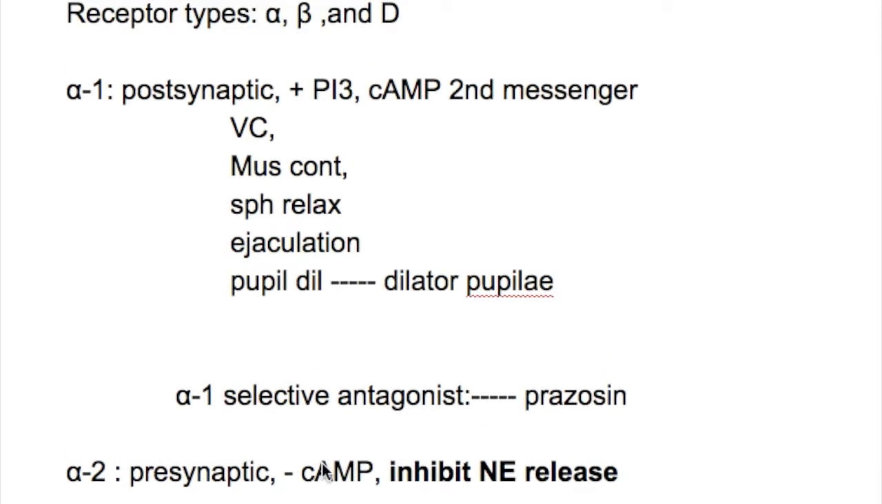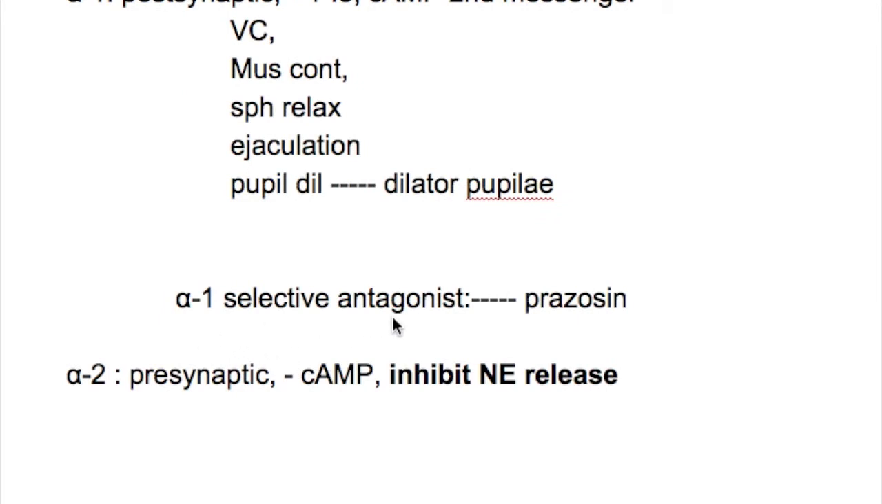So what are the effects of alpha 1 receptor stimulation? Alpha 1, as it produces norepinephrine, causes vasoconstriction, muscle contraction, sphincter contraction, ejaculation, and pupillary dilatation. How does it cause pupillary dilatation? It supplies the dilator pupillae muscle. So how about the constrictor pupillae? Which nerve supplies the constrictor pupillae? It is the postganglionic parasympathetic fibers of the ciliary ganglion of the third cranial nerve, the oculomotor nerve, that supply the constrictor pupillae.